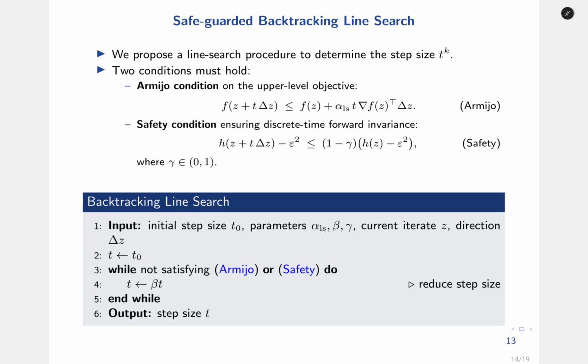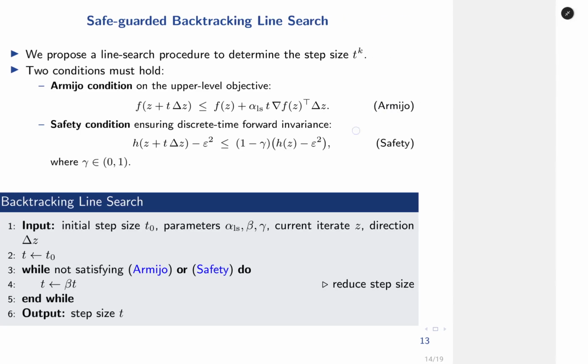The second requirement is safety. We must ensure that the discrete time iterates remain inside the relaxed safe set. This is done by imposing a discrete time forward invariance condition. The line search starts from an initial step size and repeatedly reduces it until both conditions hold. The resulting step size ensures progress on the upper level objective while also guaranteeing that the method remains feasible at every iteration. This gives us a fully discrete, anytime feasible, safe bilevel optimization algorithm.